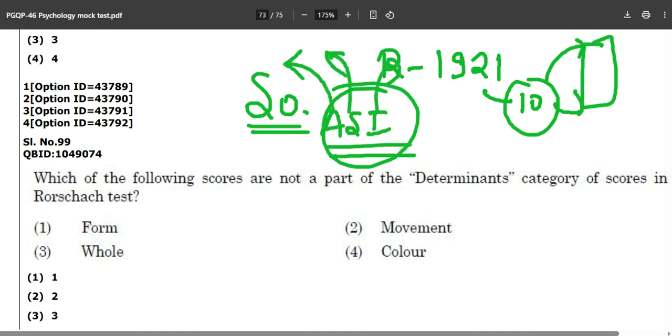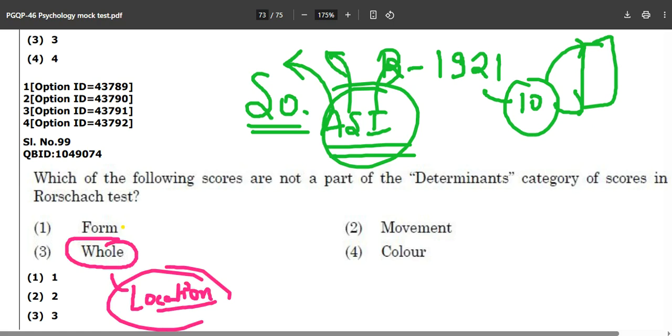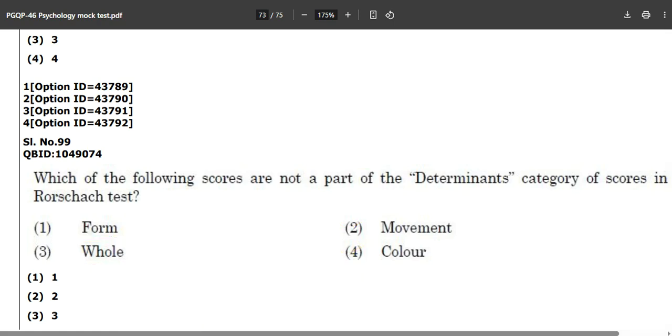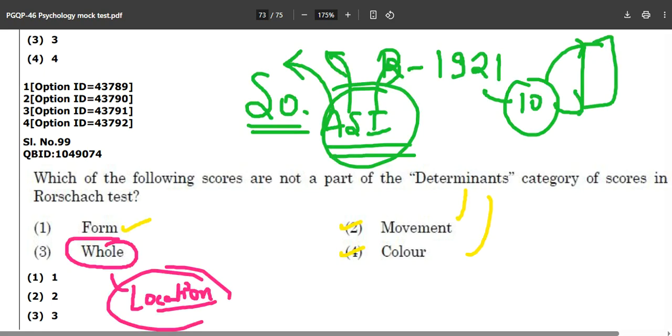And whole will come under what? It will come under the location. Under the head of location you will find the whole. The form determinants, movement determinants and color are the category of scores in Rorschach's test for the determinants portion. Okay, I hope you got this.